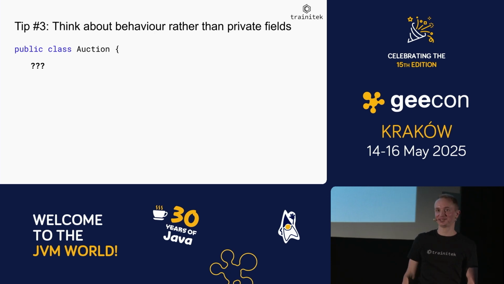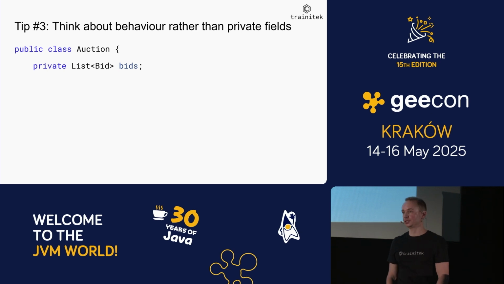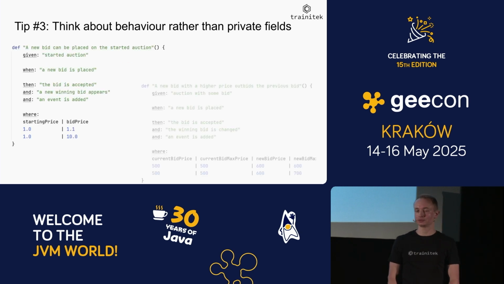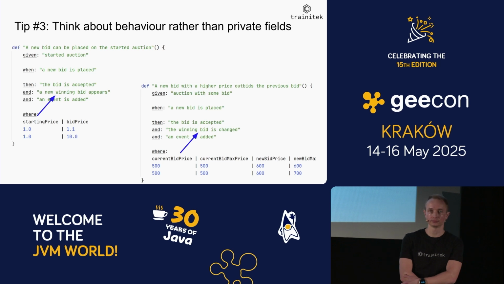Private, exactly. So we have an auction, we have a private list of bids. Why not? Because an auction contains bids, right? So we just think about the structures. Let's take a look at what our tests say.